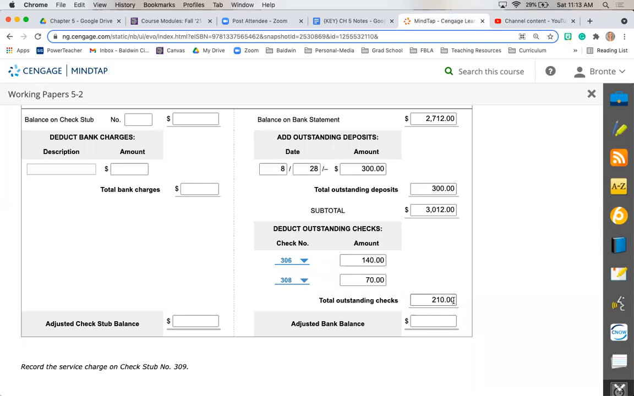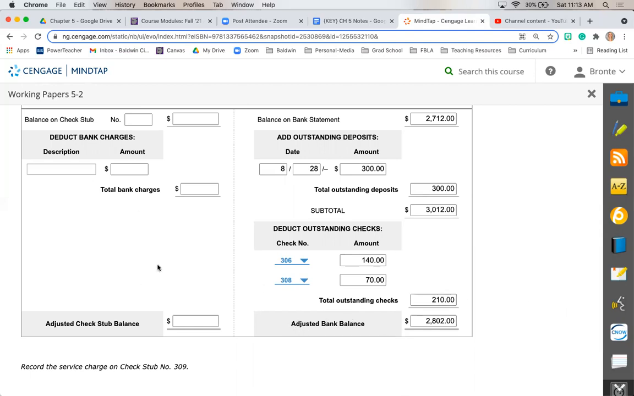Remember, checks are going to bring our checking account balance down because we're writing money out. So we're going to subtract the 210 off of the 3,012. So that is going to update our checking account balance to $2,802. All right, so that is our adjusted bank balance.